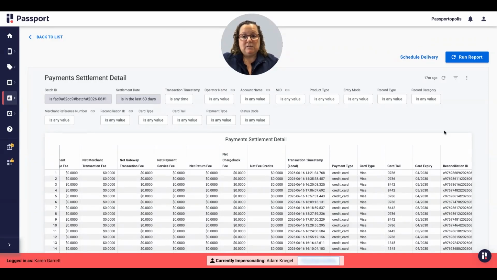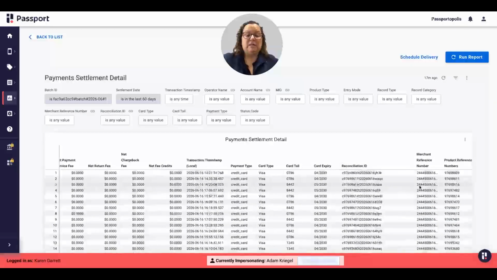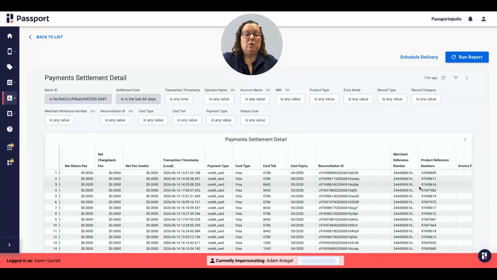With data, transparency, and trust in mind for both of these reports, surfacing this information at the transaction level will give you the confidence that you need to ensure that Passport is funding properly, settling properly, and reconciling properly against your products.